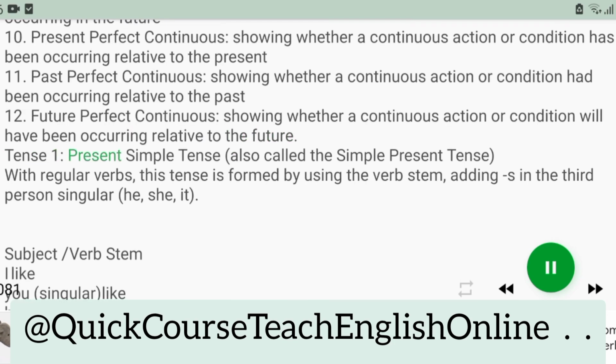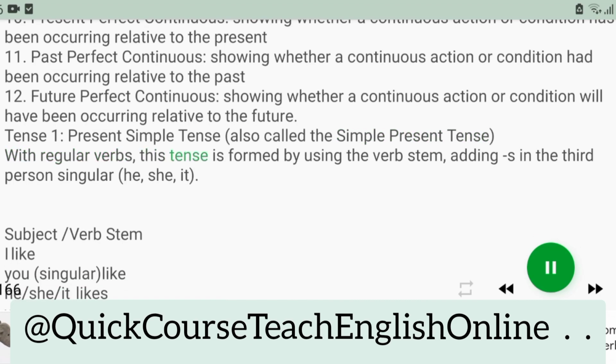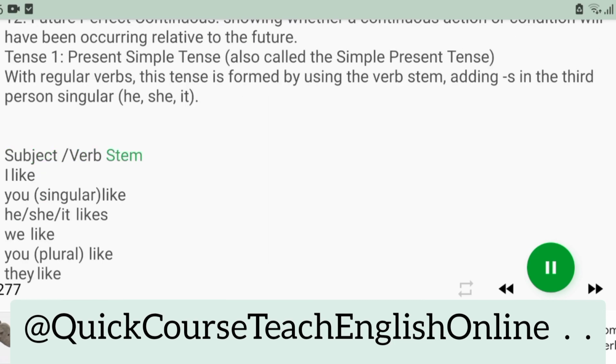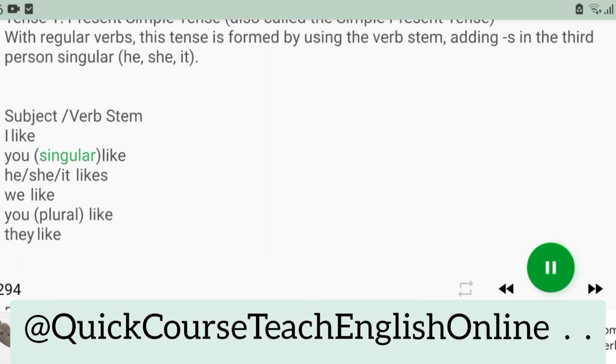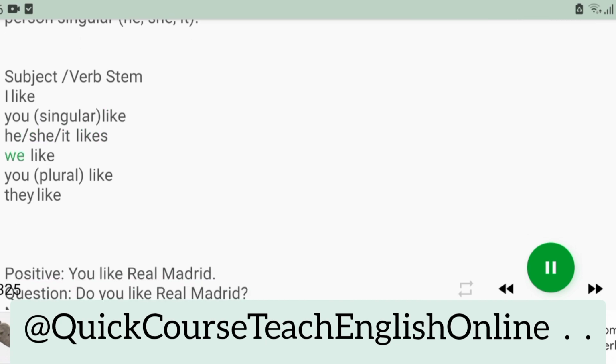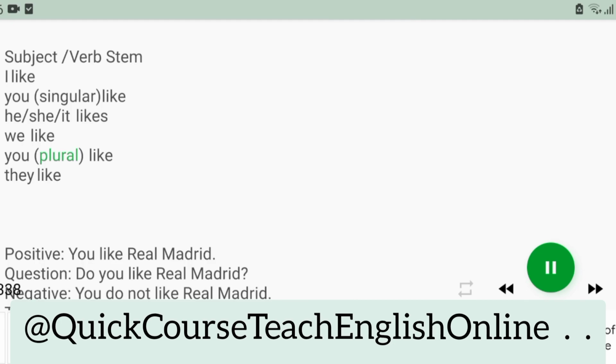Tense 1. Present simple tense, also called the simple present tense. With regular verbs, this tense is formed by using the verb stem, adding s in the third person singular he, she, it. Subject. Verb stem. I like. You, singular, like. He, she, it likes. We like. You, plural, like. They like.